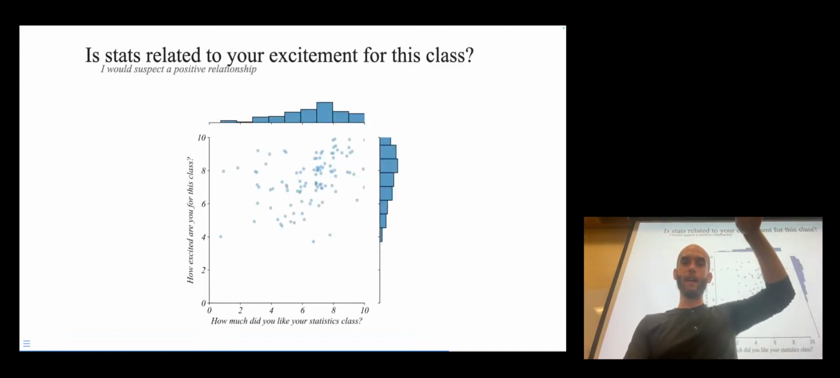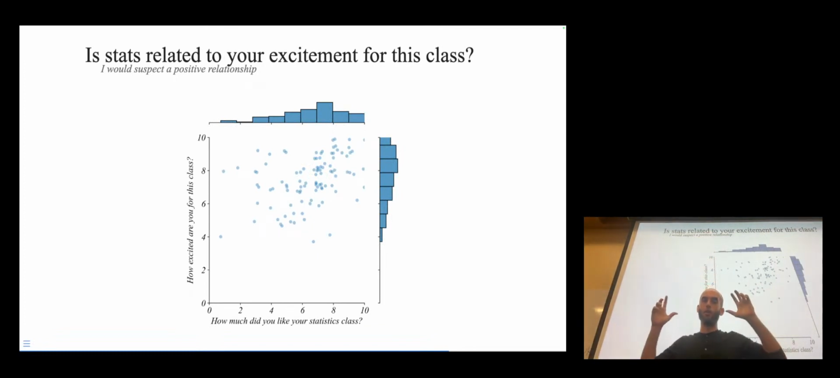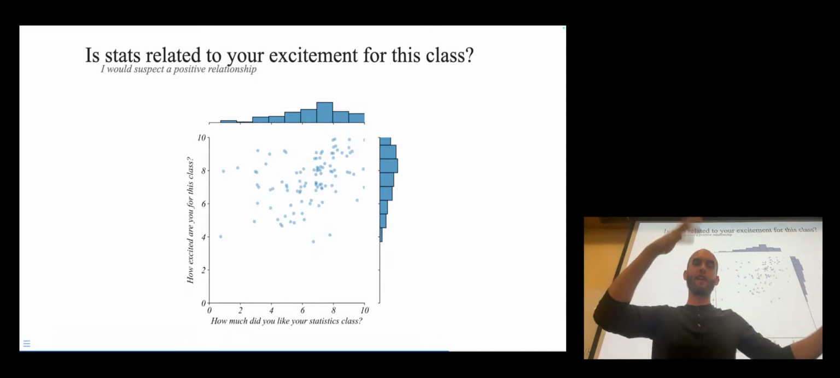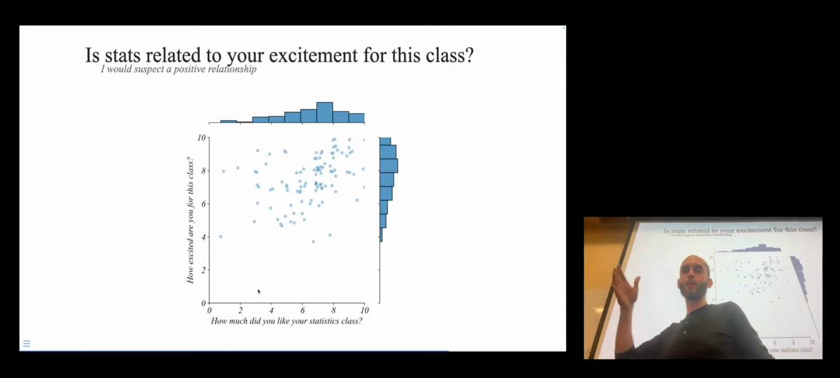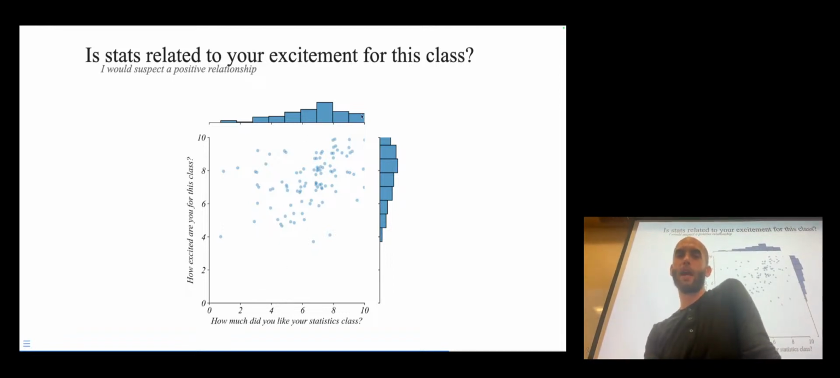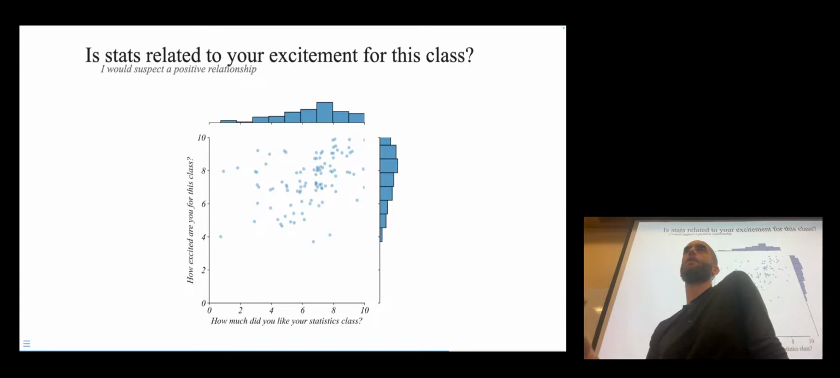One question you might ask of this data, as we talked a little bit about, is whether there was a relationship between whether you liked your statistics class and whether you're excited about this class. And I plotted this data set, the scatter plot, in some detail last time, but I think this is a better figure. So on the horizontal axis, I have how much you liked your statistics class. This is what's called a joint plot, which we'll talk about a little bit later. It's kind of fancy, so I don't want to make things too fancy right off the bat.